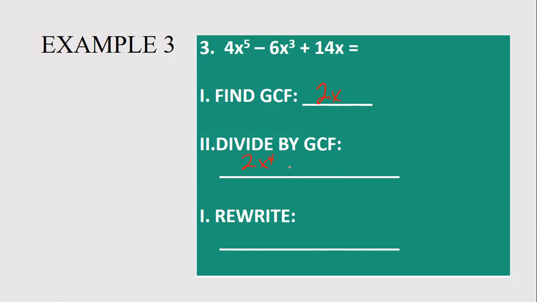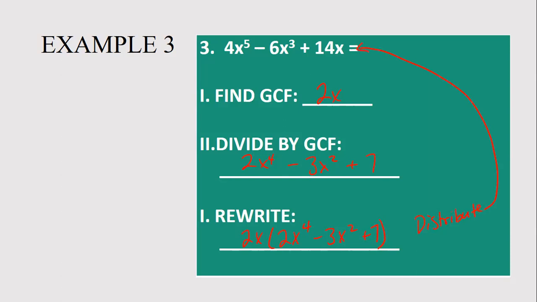Perfect. All right. This is my GCF. Is it my factored form? No. My factored form would be 2x times 2x to the 4 minus 3x squared plus 7. And again, if I wanted to check myself, what do I need to do? Distribute. And when I distribute, I should go back to being that, right?